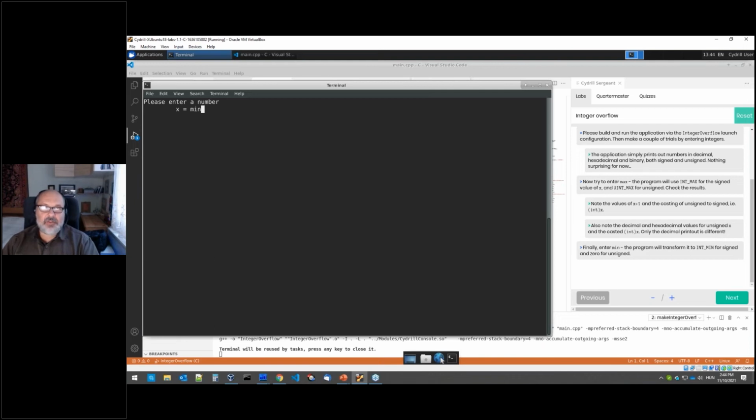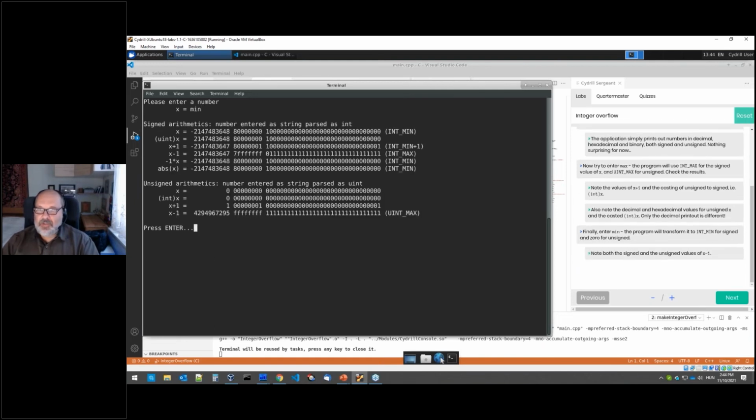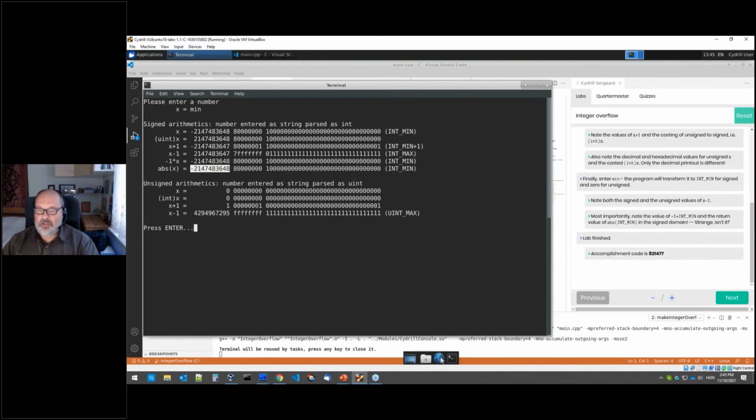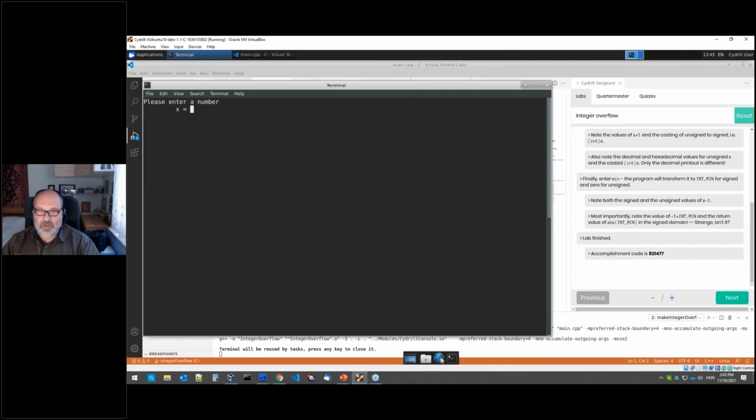So let me just enter min for the int. As you can see, when I enter min, it draws my attention to this one. If you didn't believe me up to this point, you can now see in black and white that the absolute value of this specific value, the int min, is itself. This is something you have to take into account when you write your code. In most cases when you write code, you just assume that the output of abs is positive. Unfortunately, it's not. Okay, so this lab is finished.